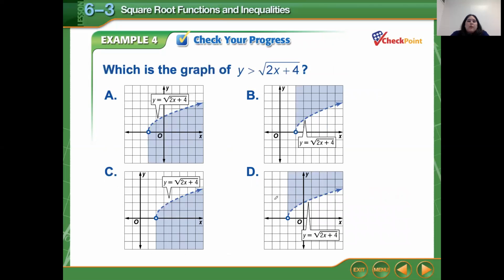So go ahead and graph y is greater than the square root of 2x plus 4. And when you do that, you should get D.